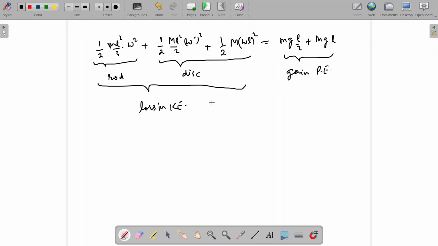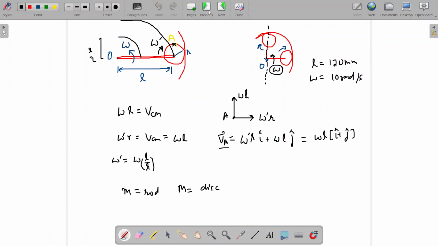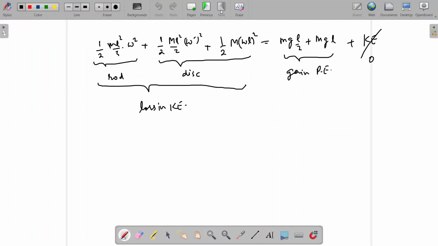At the highest point, we do not need any kinetic energy of the rod. Kinetic energy is not required. It should just be able to reach that particular point. And here we will substitute omega dash is equal to omega L by R. Substituting that value, we will get the value of omega which is required for the system to reach the highest point.